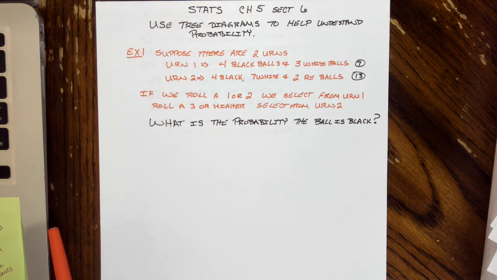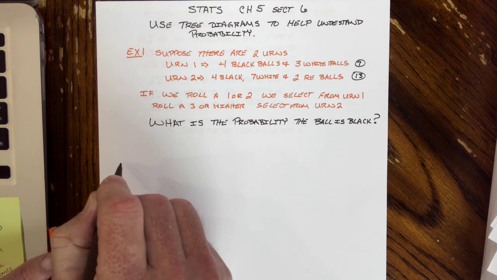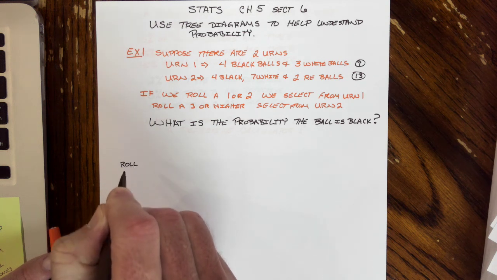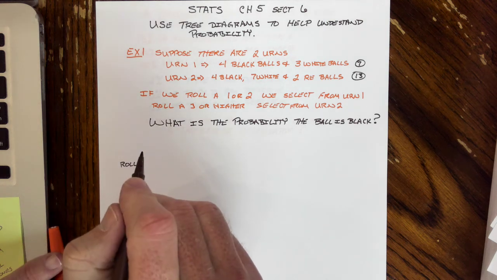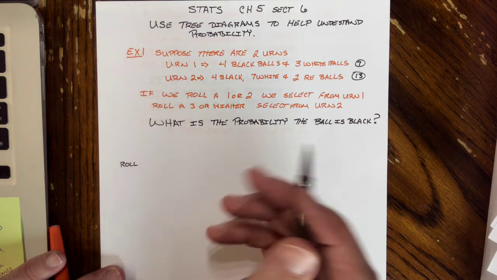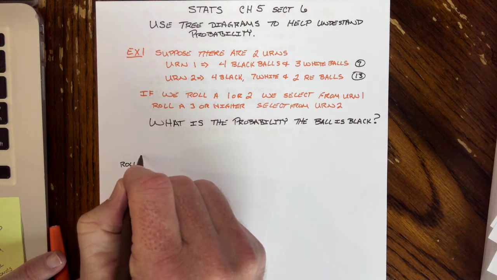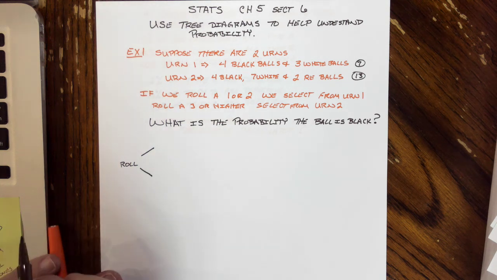Okay, so here's a couple different things we can do. I'll first start with the tree diagram. So we got to make a roll. You roll your die, 1 of 2 things is going to happen. You're going to get a 1 or a 2, or you're going to get a 3, 4, 5, or a 6. Okay? So there's how our tree starts off.